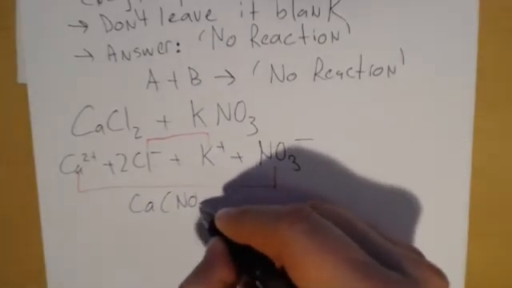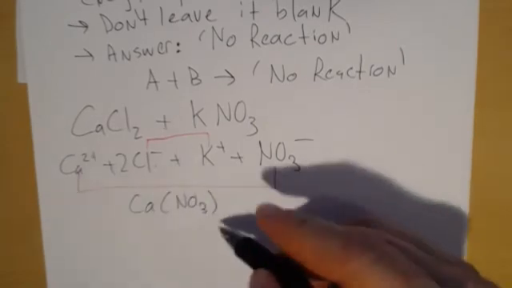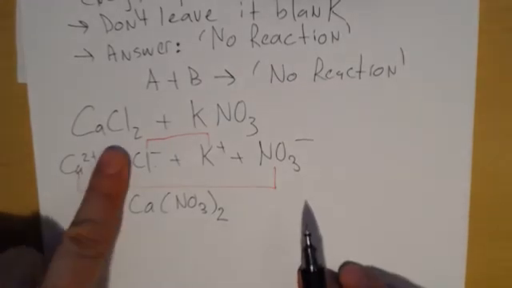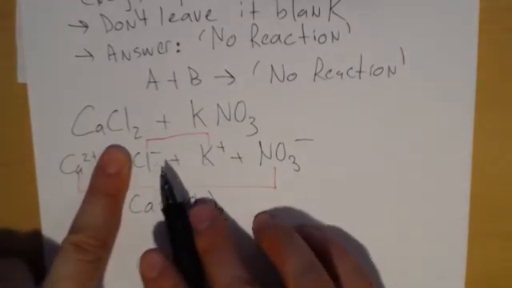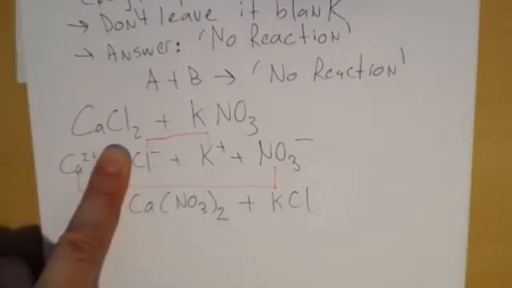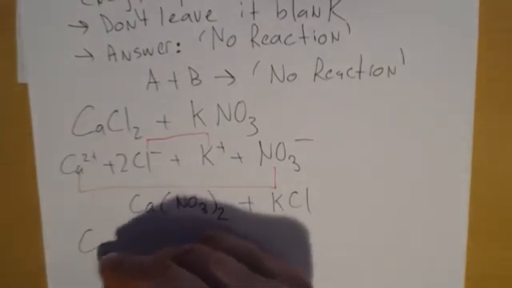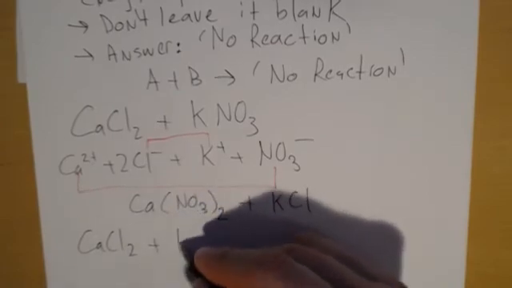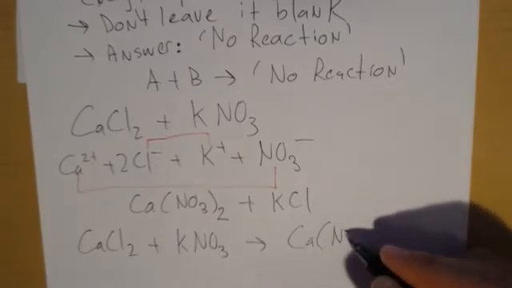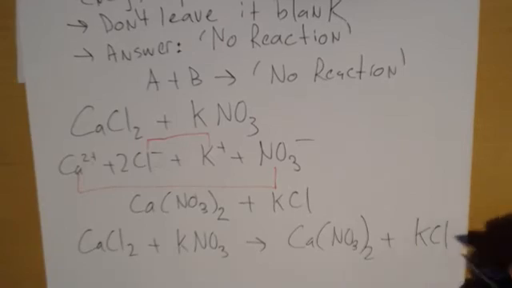So my products are calcium nitrate. This is a +2 and a -1, so it's got to go 2 nitrates to make a 0. And ignore the coefficient with the chloride. I have +1 and -1, and I want potassium, the metal first, KCl. So those are my products. And so I get calcium chloride plus potassium nitrate goes to calcium nitrate plus potassium chloride.